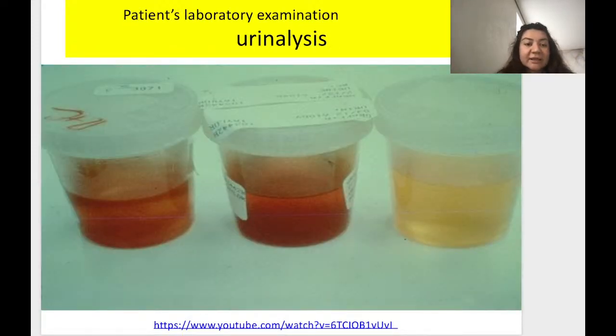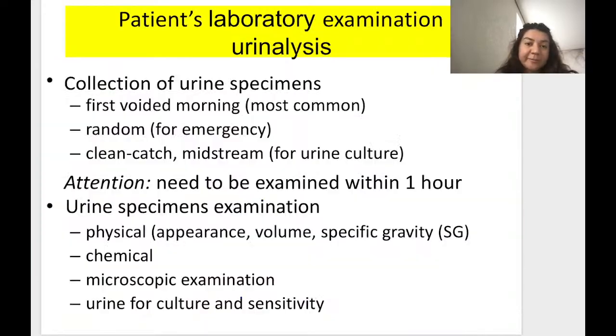Okay, urine analysis. It starts from macroscopic examination, and here you see an example of different specimens of urine. And the first change that we can check is color, a macroscopic change, the color of urine.